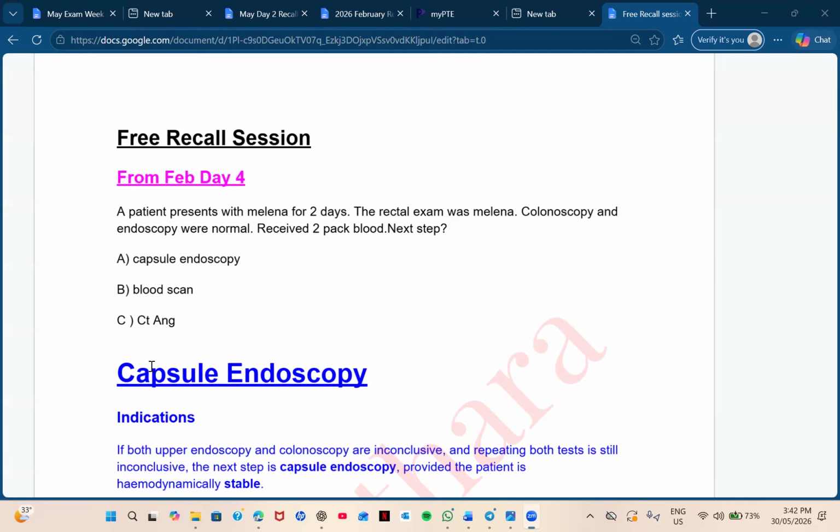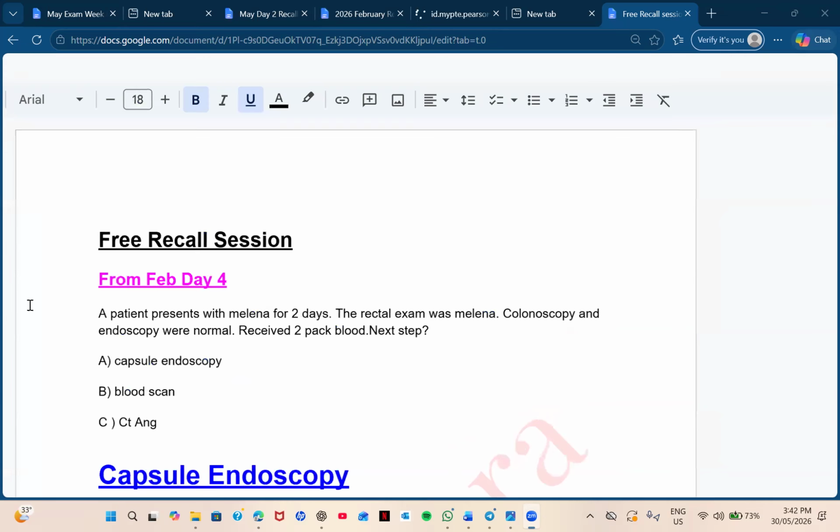So what is the answer? What do you think? What is the theory we should use here? Tell me, if you see this kind of question, I know you can say it's a capsule endoscopy. So what is the theory behind it? Because you need to have some clear points. No, that is not the point, doctor.